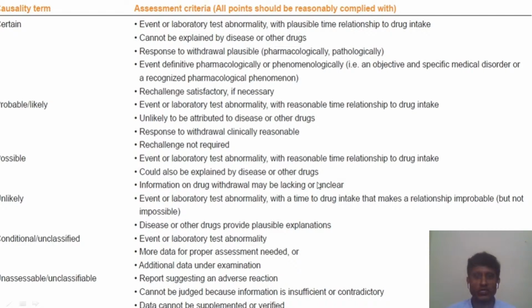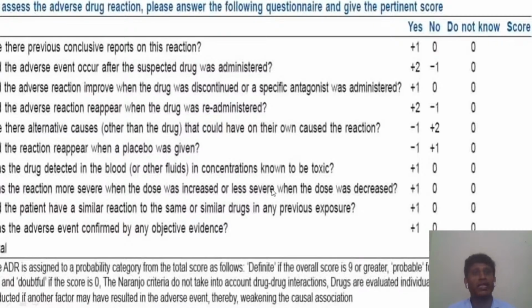So this is the WHO scale that we have, which is used all over the world. Then we have another one which is called Naranjo's algorithm. In this, around 9 to 10 questions are asked and scores are given based on whether our answer is yes, no, or we do not know.